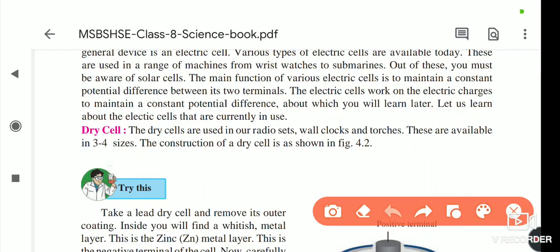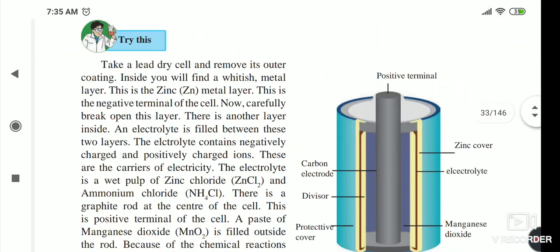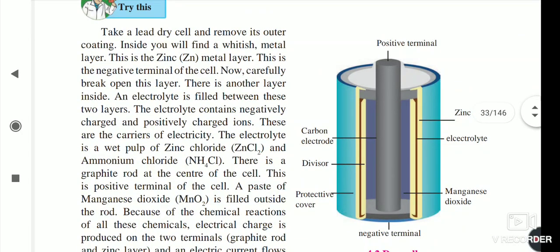Here they provide us the information: the dry cells are used in our radio set, wall clock, torches. They are available in 3 or 4 sizes. A small size is there and a bigger size is also there. The construction of a dry cell is as shown in figure 4.2. This is the construction of the dry cell.